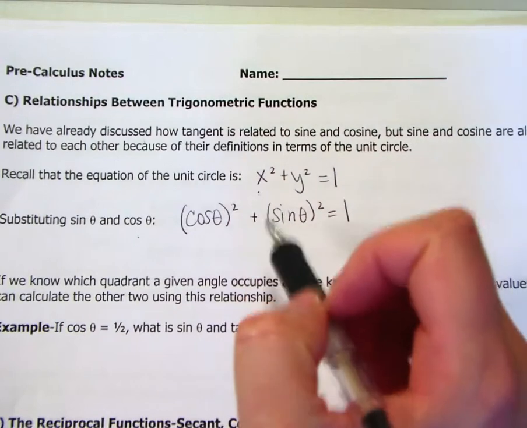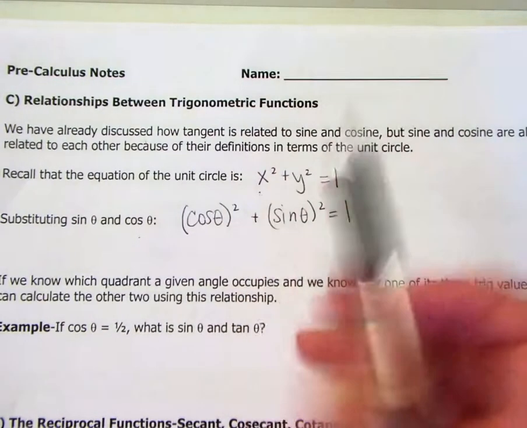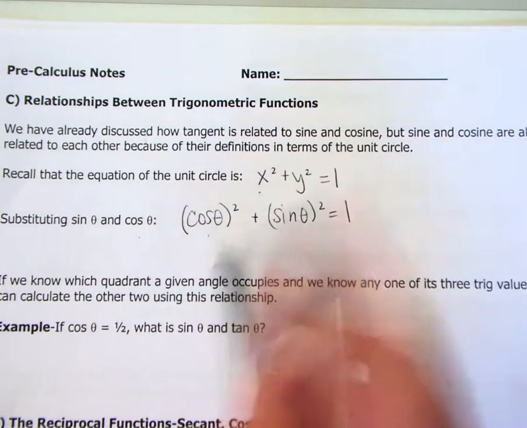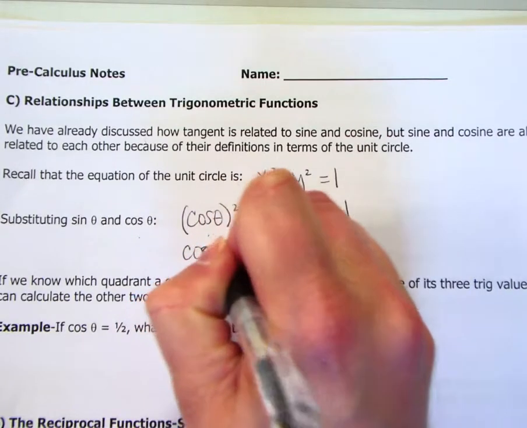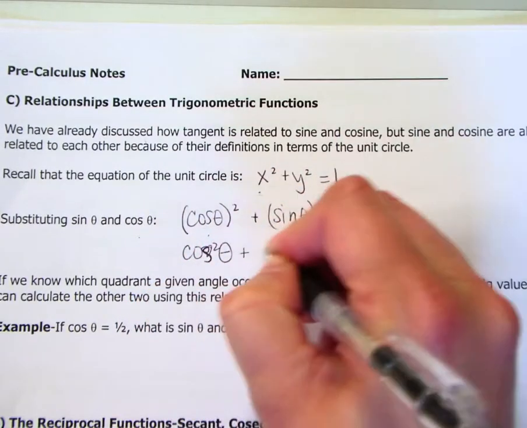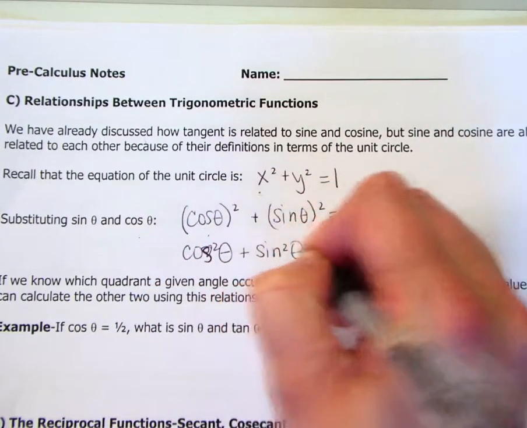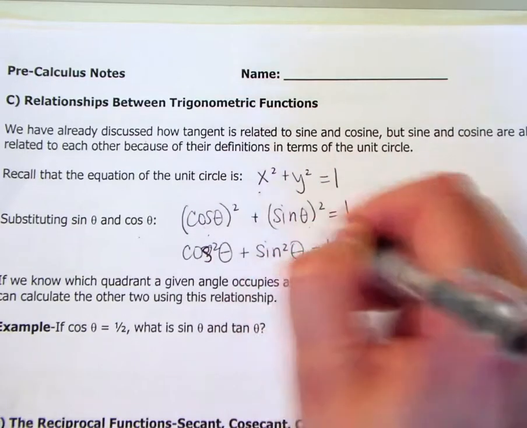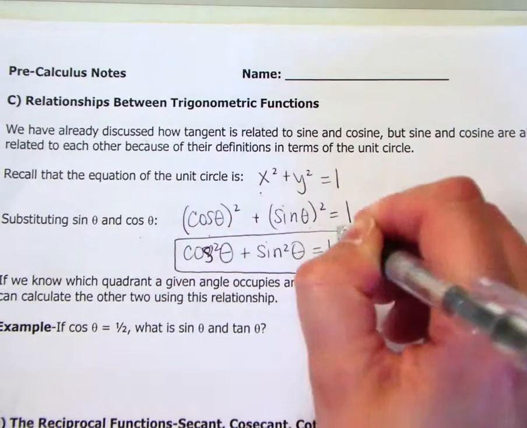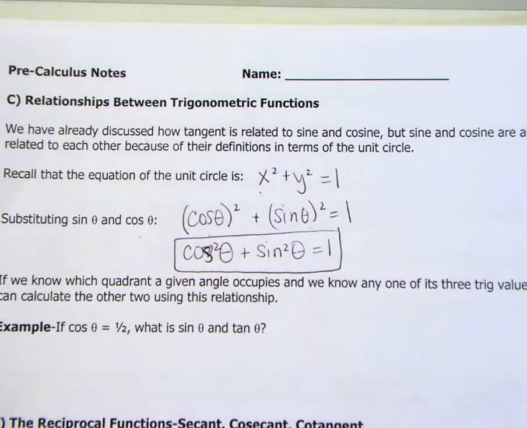The way that you will see this written more commonly is cosine squared of theta plus sine squared of theta equals 1. It means the same thing, but this is typically how you'll see it written. That is what you call a trig identity.